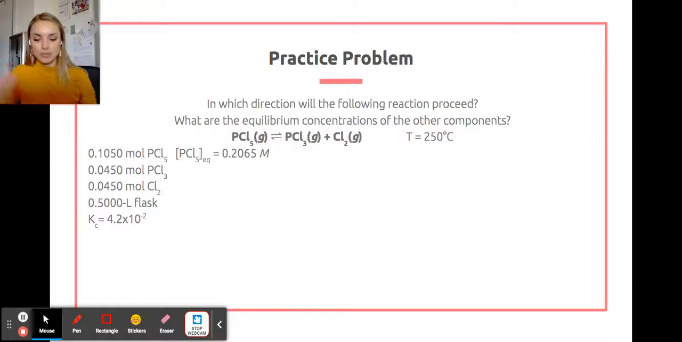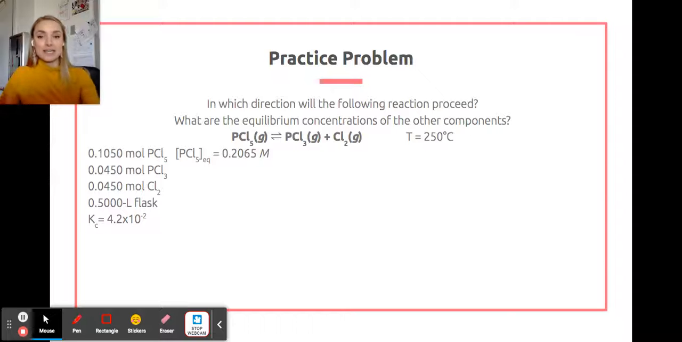So let's take a look at a practice problem. We have PCl5 gas that's degrading down into PCl3 gas and Cl2 gas at a temperature of 250 degrees. We're given our initial concentrations for our reactant and both of our products. So we are starting with a mixture of reactants and products. And we're given the volume of our container as well as our equilibrium constant. Our Kc is 4.2 times 10 to the negative second.